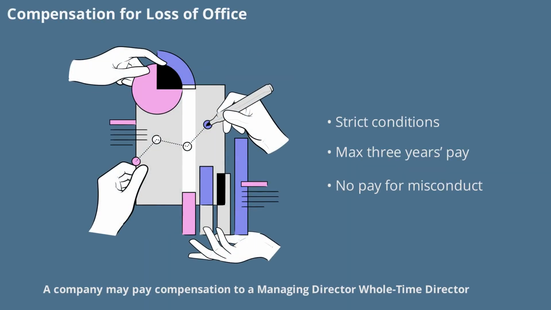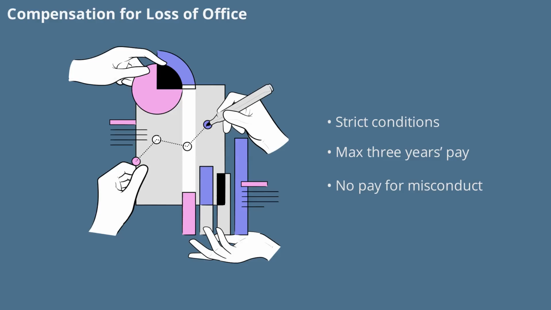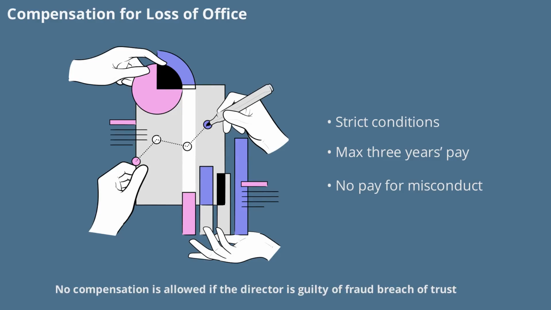A company may pay compensation to a managing director, whole-time director, or manager for loss of office, but only under specific conditions. The amount cannot exceed what they would have earned for the remainder of their term or 3 years, whichever is shorter. No compensation is allowed if the director is guilty of fraud, breach of trust, or gross negligence.